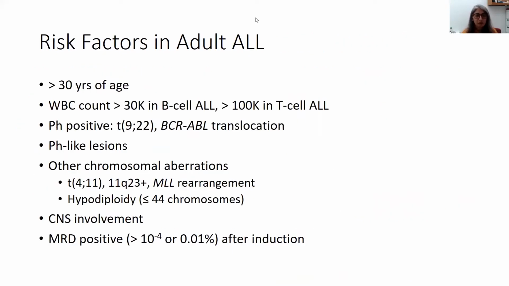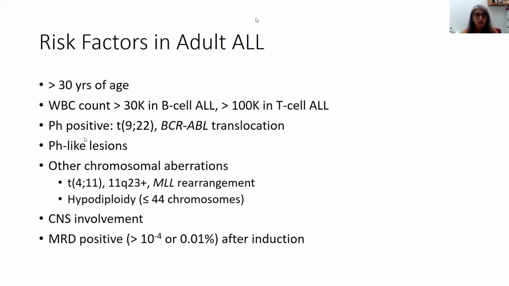Knowing the risk factors for adult ALL is extremely important. That is how you risk stratify your patients when they come into clinic. The age-old ones that have been there are age as a cutoff and WBC count. These two risk factors are now increasingly less important in the era of molecular profiling and MRD assessment.